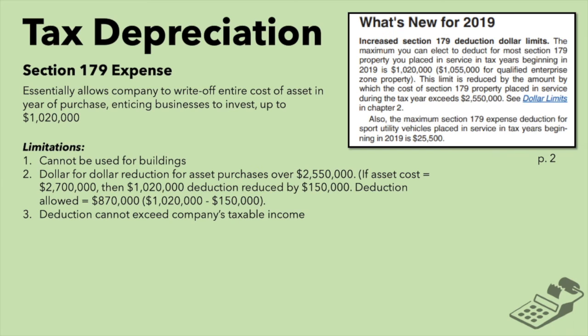So let's just say, for example, that the asset costs $2.7 million. Then the $1,020,000 deduction is reduced by $150,000. So your deduction that you're allowed is $870,000. Our asset was $150,000 over the purchase limit, which is $2.55 million. So since we were $150,000 over the limit, our deduction gets reduced by $150,000. So instead of being allowed to deduct $1,020,000, we're only allowed to deduct $870,000. And third thing, the deduction cannot exceed the company's taxable income.